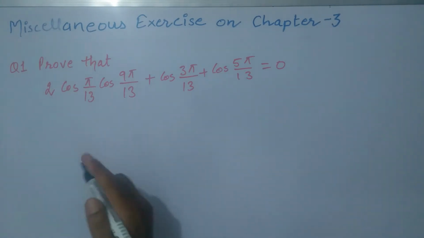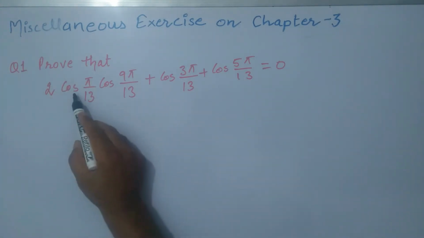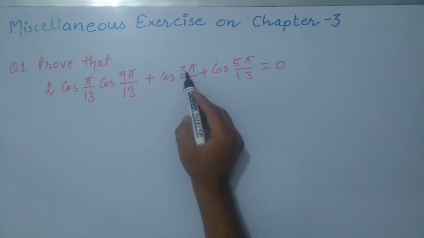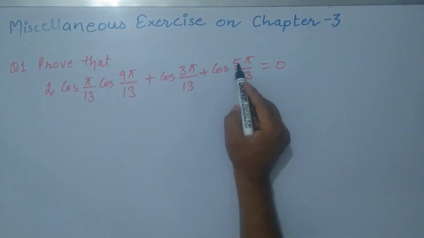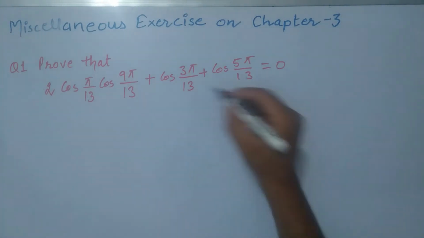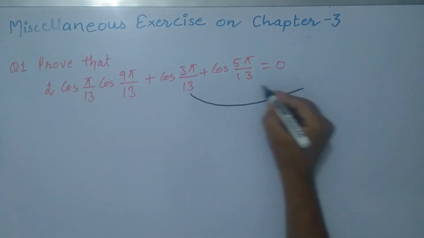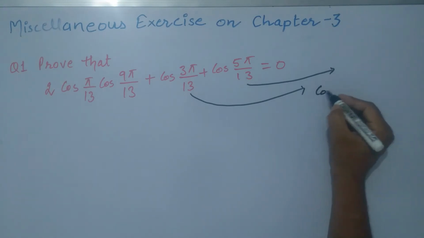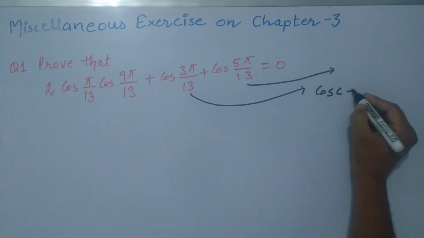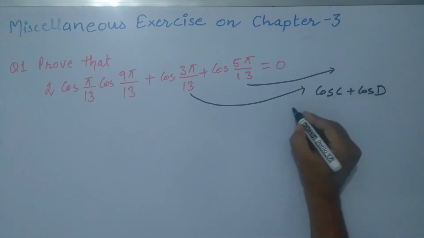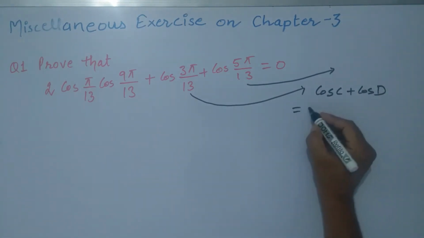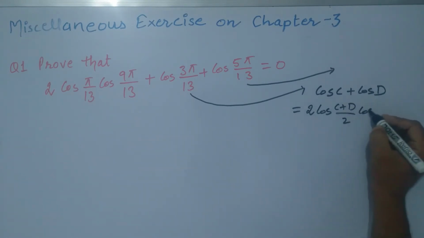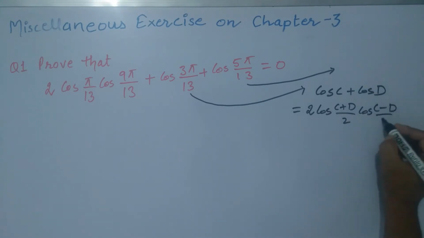The very first question of the exercise is: prove that 2 cos pi upon 13 cos 9 pi upon 13 plus cos 3 pi upon 13 plus cos 5 pi upon 13 is equal to 0. So here, first of all, taking these two terms, we know the rule cos C plus cos D is equal to 2 cos (C plus D) upon 2 into cos (C minus D) upon 2.